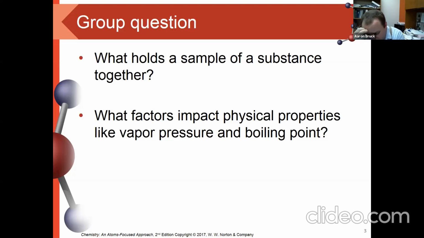So what I want you to do is think about this for about a minute and put your answers into the chat or bring them up somehow when we go into group discussion. Try to answer these two questions, and in about a minute's time we'll talk about some of our answers. So go ahead.